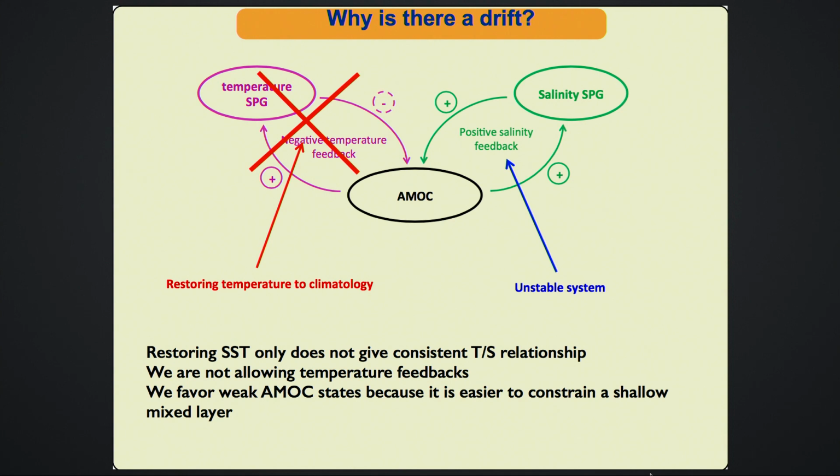So then you will ask, why do you always have a weak AMOC state in that case? And our hypothesis there is we favor a weak AMOC state because a weak AMOC is associated with a shallow mixed layer depth. So it's easier to have an efficient forcing and efficient climatology restoring with a shallow layer than with a deeper layer.